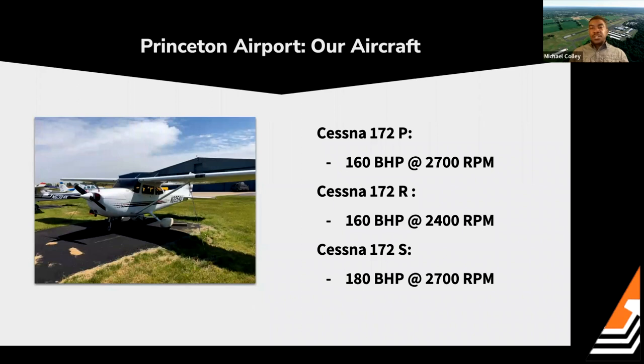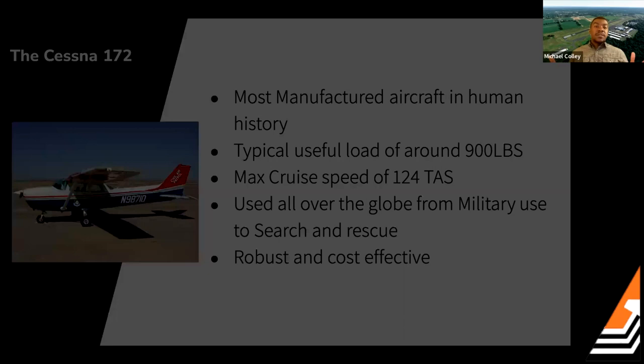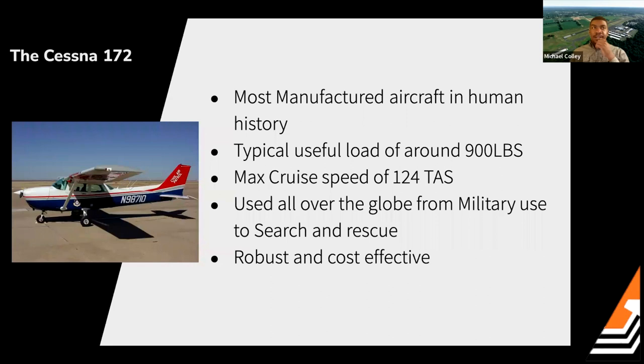Continuing through, let's talk about the Cessna 172 itself. It's the most manufactured aircraft in human history. I found that on Wikipedia, which makes sense because it's so versatile. It's been used in so many different use cases around the world, from military to search and rescue. It's robust and cost effective, and that's why you can find a Cessna 172 on any part of the planet. That's a testament to how amazing the platform is, and I really like flying it.